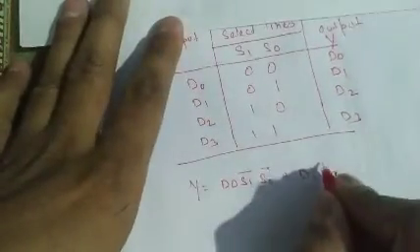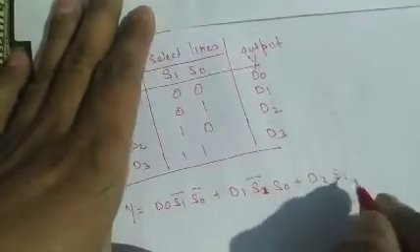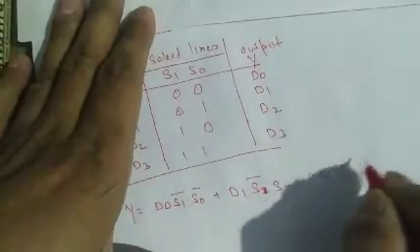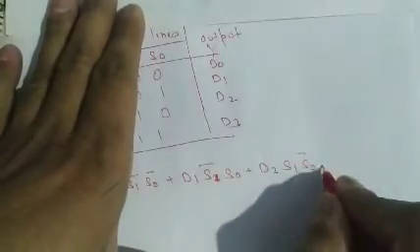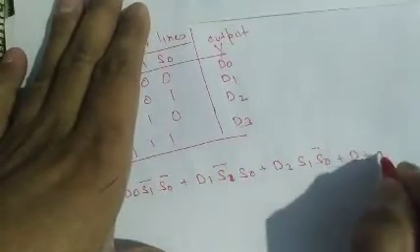What is D1? S1 bar and then S0. For D2, S1 and then S0 bar, and plus for D3 it will be S1 and S0.